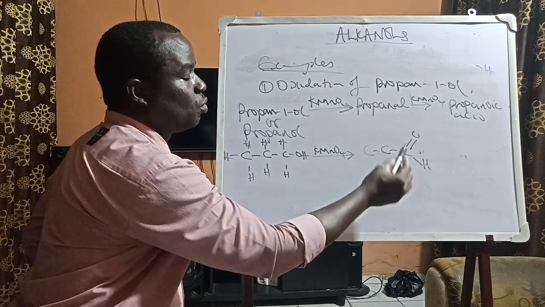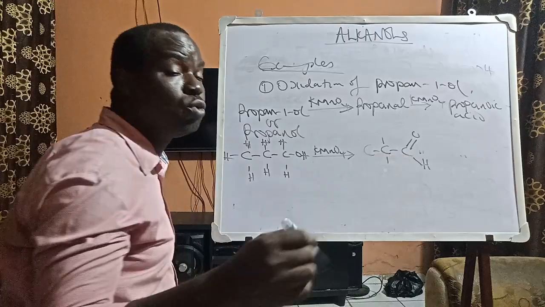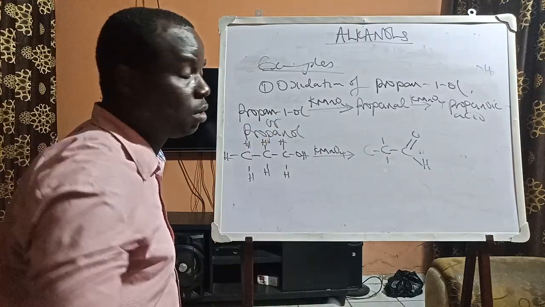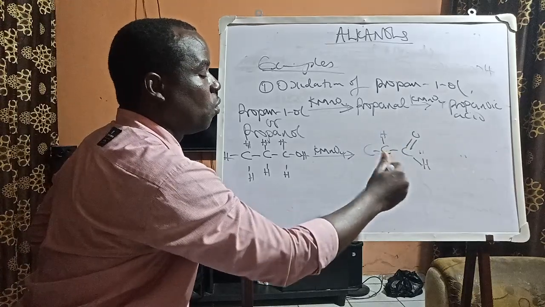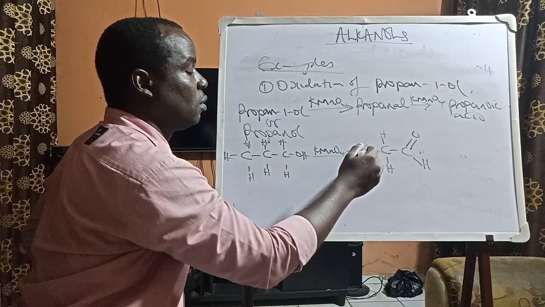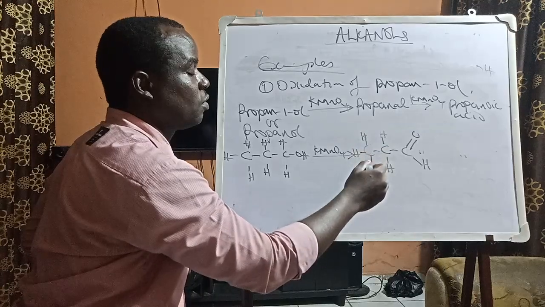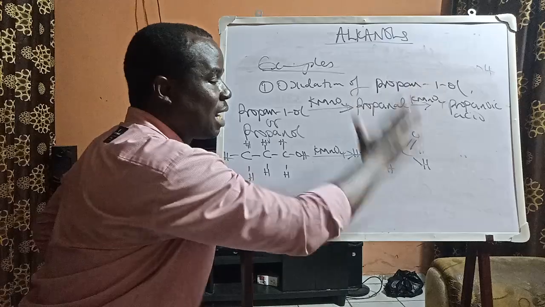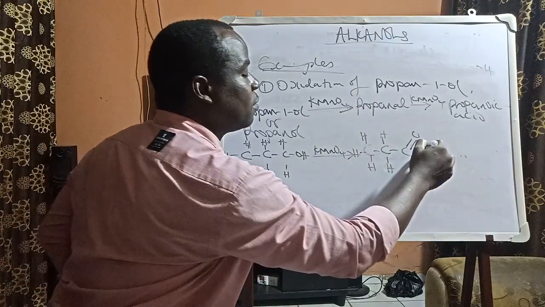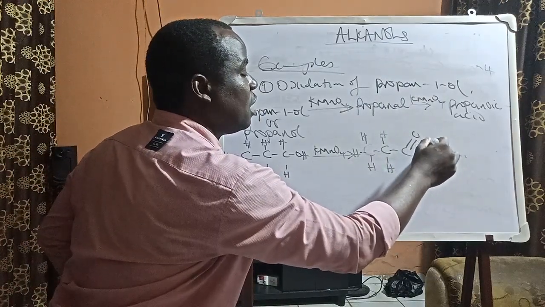Then this one has 2 bonds. You complete this one, 4, 4. Remember I told you every carbon atom has 4 bonds. So this one has to fill 2 here to make it 4. Then fill this one. Put extra here so that I can have 1, 2, 3, 4. Okay. This is propanal.